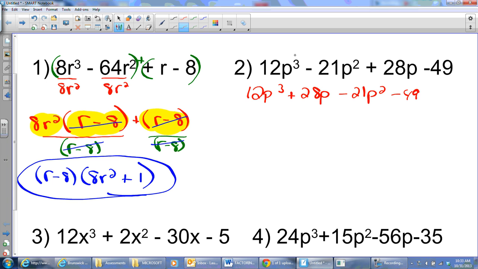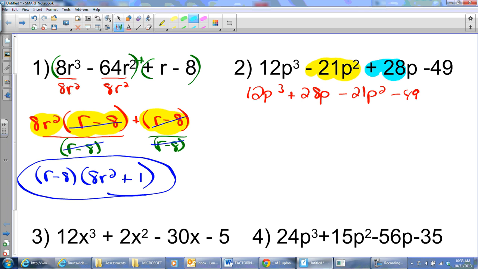Remembering that the signs belong to the number they're in front of. So this is a negative 21p squared, and this is a positive 28p, right? I guess I should change colors on that because they're not like terms. I can't combine them. Highlight that in a different color for you.